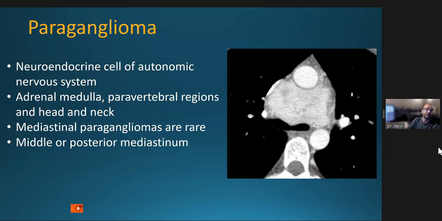These are tumors which arise from the neuroendocrine cells of the autonomic nervous system. Mediastinal paragangliomas are rare, but it is one of the sites for extra-adrenal involvement by this neoplasm. The middle or visceral mediastinum and the posterior mediastinum are the common locations, most commonly the middle mediastinum. In the middle mediastinum, it's commonly seen close to the left atrium, and it can involve the left atrium also.